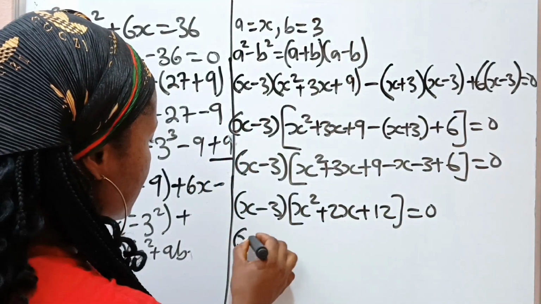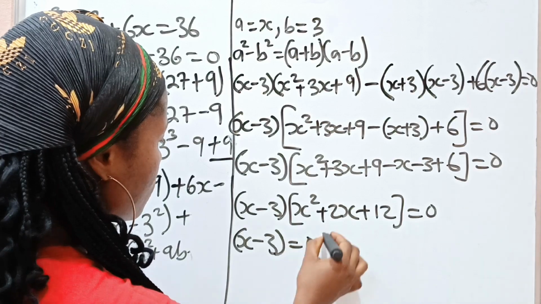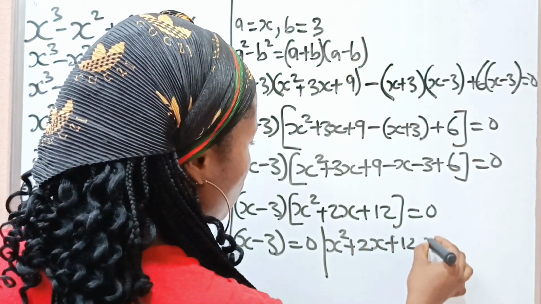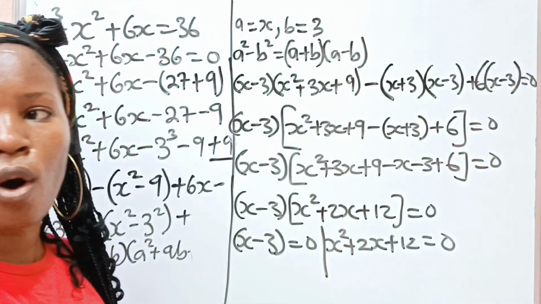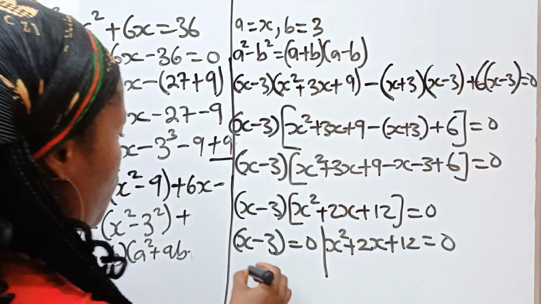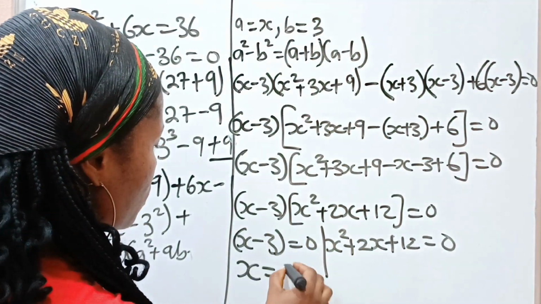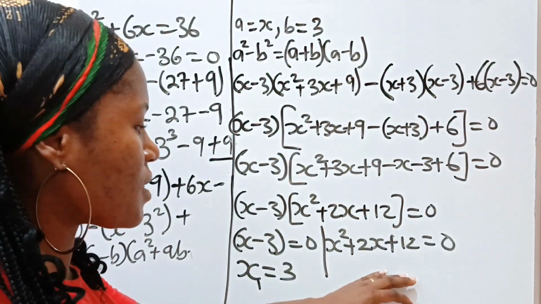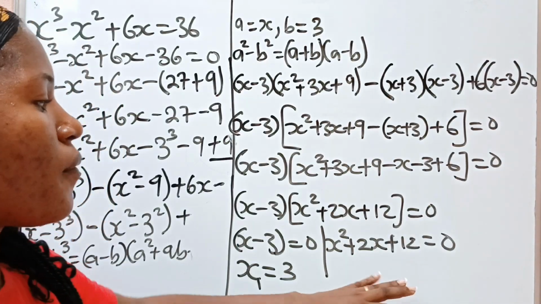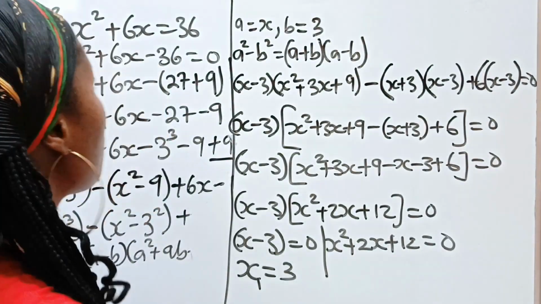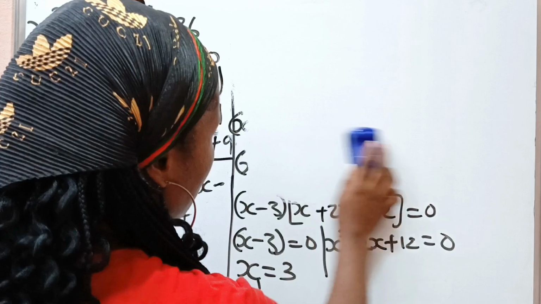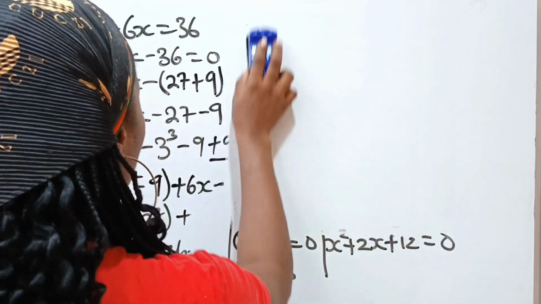Now you can see that x minus 3 is equal to 0, and x squared plus 2x plus 12 is also equal to 0. So from here we can see that x is equal to 3. This is the first value of x. Then from this side we are going to solve this using the quadratic equation formula. Now what does that formula say? Permit me to clean this. I'll just leave this because this is where we are.